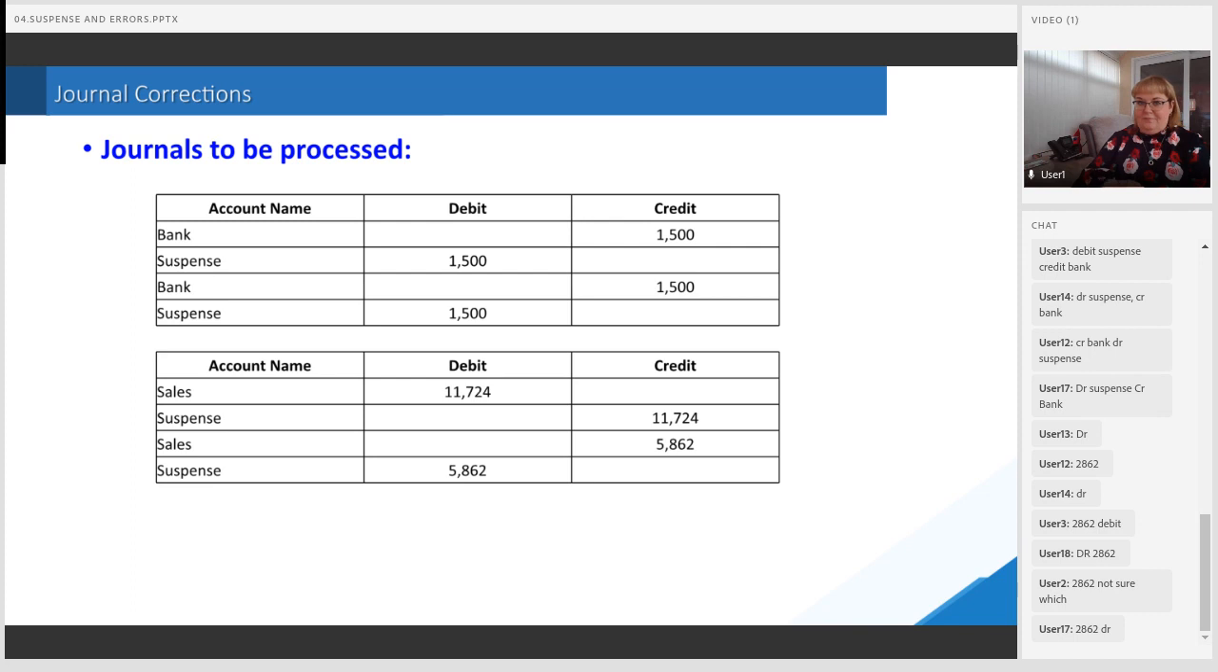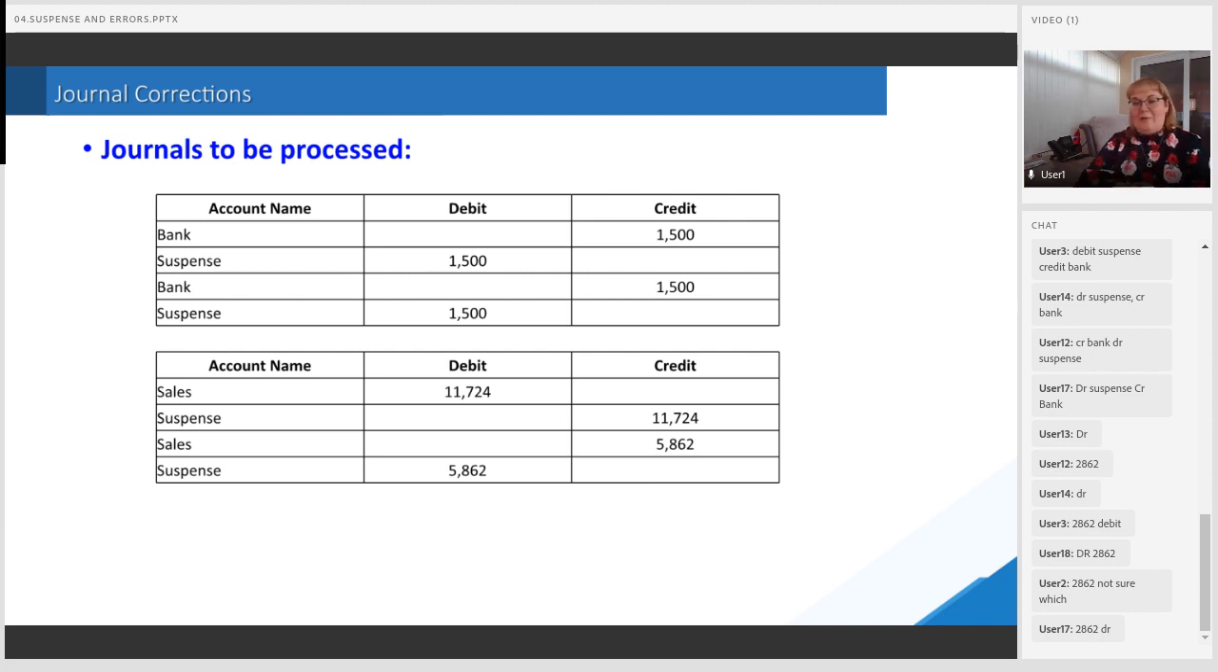In this question, the question's been kind to us because it's actually told us what the problem is. It's told me that there's a problem with the bank balance, and I can see that in the top table. And it's told me I've got a problem with the sales balance, and I can see that in the bottom table.